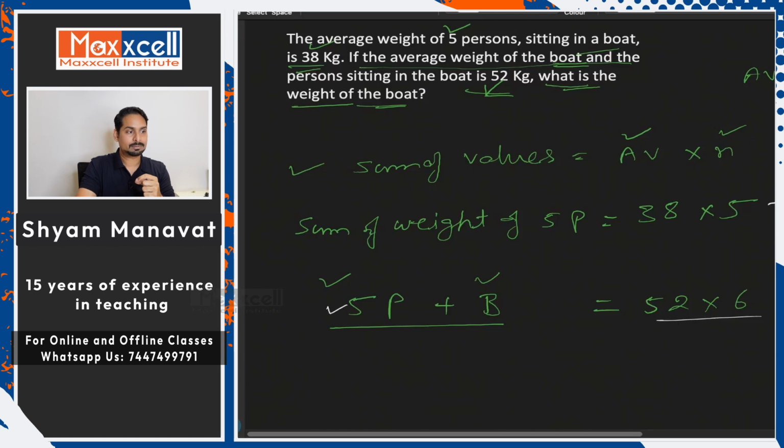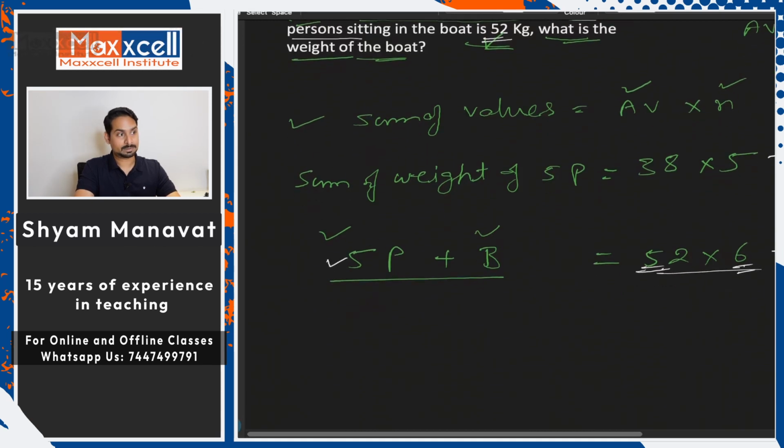Sum of values equals average into number of values. Average is given to be 52. Now this 52 is the weight of the boat and the persons sitting in the boat. There are 5 people sitting in the boat, so 5 plus 1 boat, total 6 values, right? So average into number of values. Now let's say this is the second equation. Now if you want to find the weight of the boat, which is the question, what is the weight of the boat?